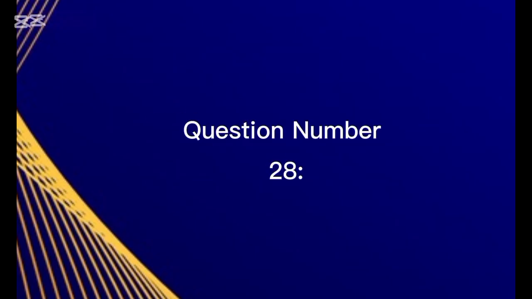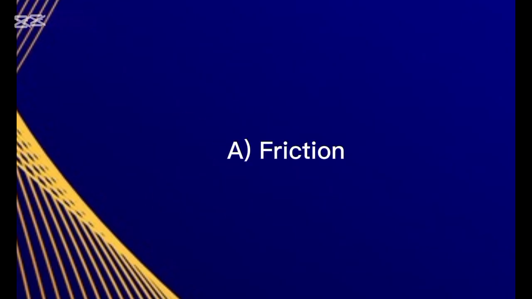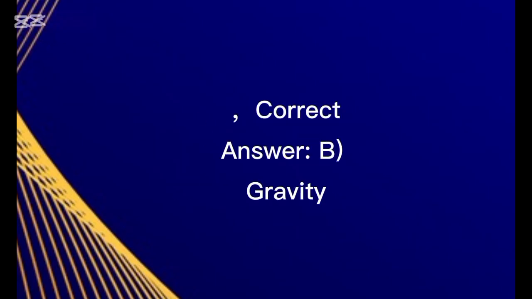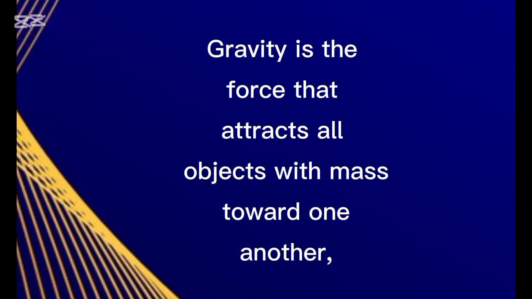Question number 28. What force pulls objects toward the center of the Earth? A. Friction, B. Gravity, C. Magnetism, D. Momentum. Correct answer, B. Gravity. Explanation: Gravity is the force that attracts all objects with mass toward one another, keeping us grounded.